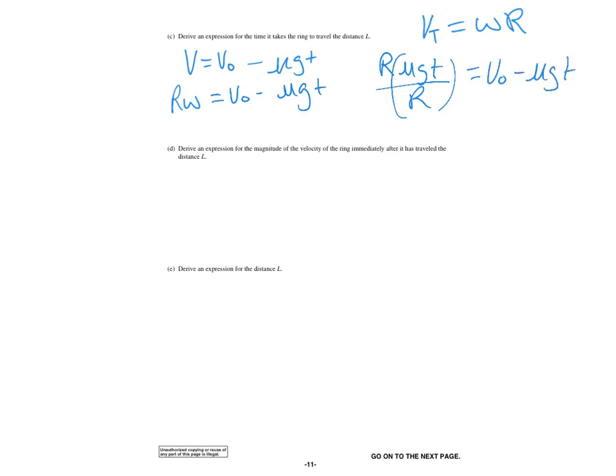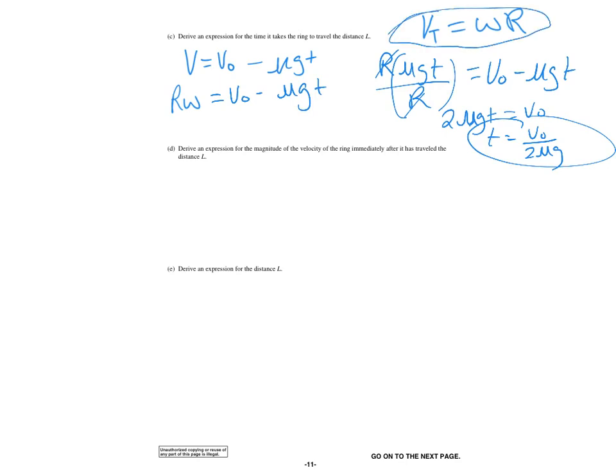And now we're going to sort like terms and solve for t. So basically the r's cancel here. I've got 2μgt = v0, or t = v0 over 2μg. So basically this one is just algebra, but you're having to do two substitutions. You're having to sub in the tangential velocity is equal to ωr, and you're having to sub in ω from the previous formula.